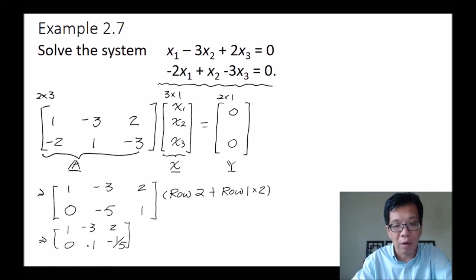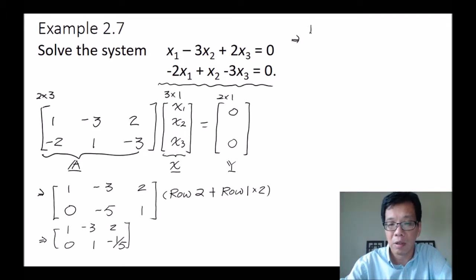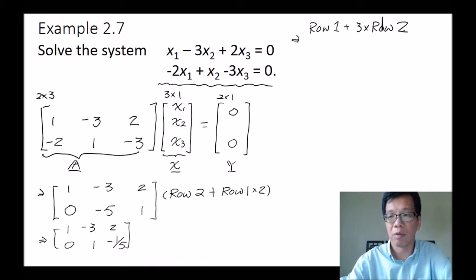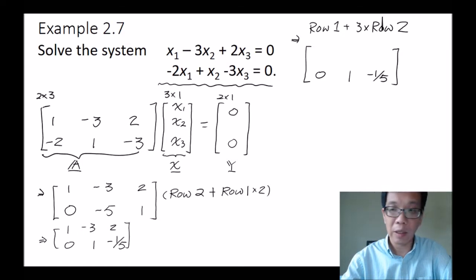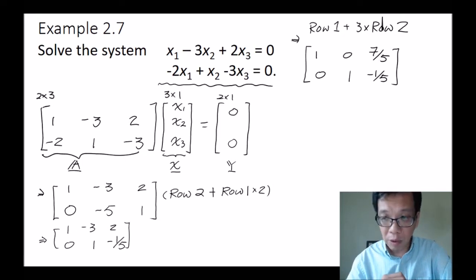row can be taken out by this component over here. So I'll do it over here. Row 1 plus 3 multiplied by row 2. That yields the second one remains the same. Then if you do the operation, you're going to find the first row becomes this one.